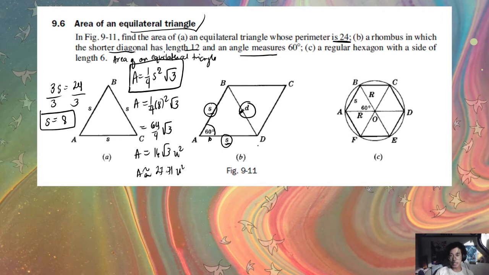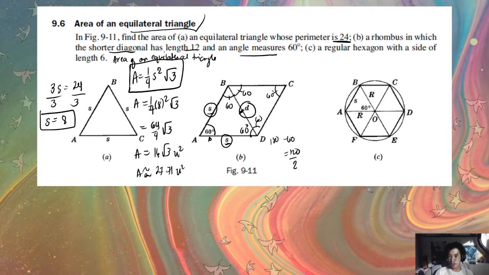So that's 180 minus 60. That should give us 120. And since there are two congruent angles, we can divide this by 2. So therefore the measurement of angle B is also 60, and the measurement of angle D is also 60. Therefore we will have formed an equilateral triangle. And if that's an equilateral triangle, this is also an equilateral triangle. It turns out we have two equilateral triangles formed on this rhombus.